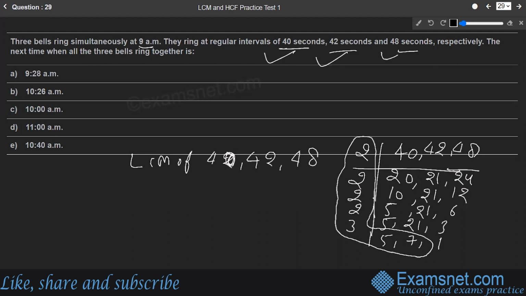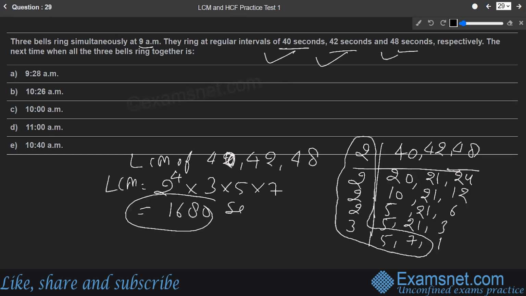If you multiply them, so the LCM comes out to be, there are 1, 2, 3, 4, 4 times 2. So 2 to the power 4 multiplied by 3 multiplied by 5 multiplied by 7. So this is going to be the LCM. Okay. If we multiply them all, then what is the LCM value we are achieving? We are achieving the LCM value as 1680. And obviously, this will be in seconds.